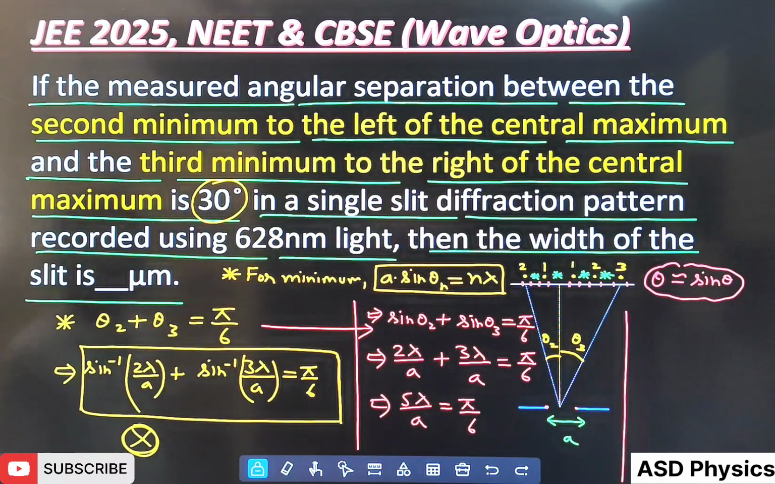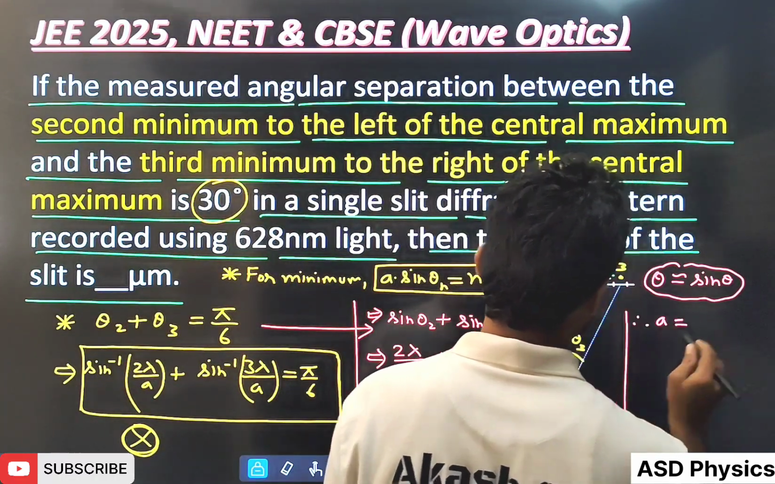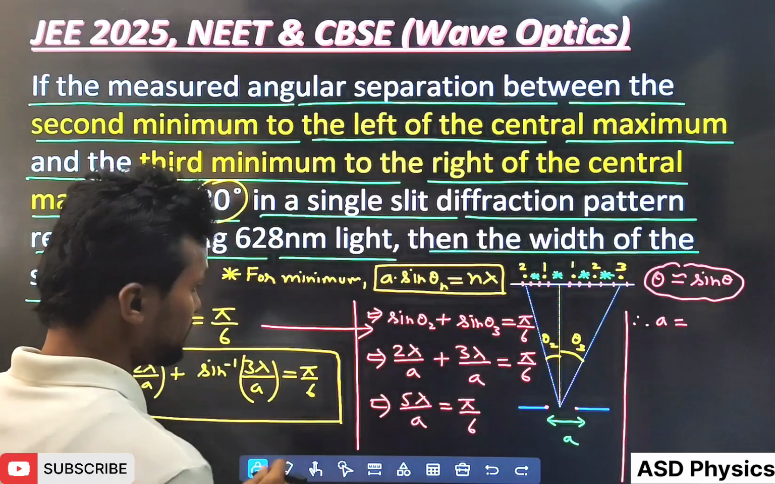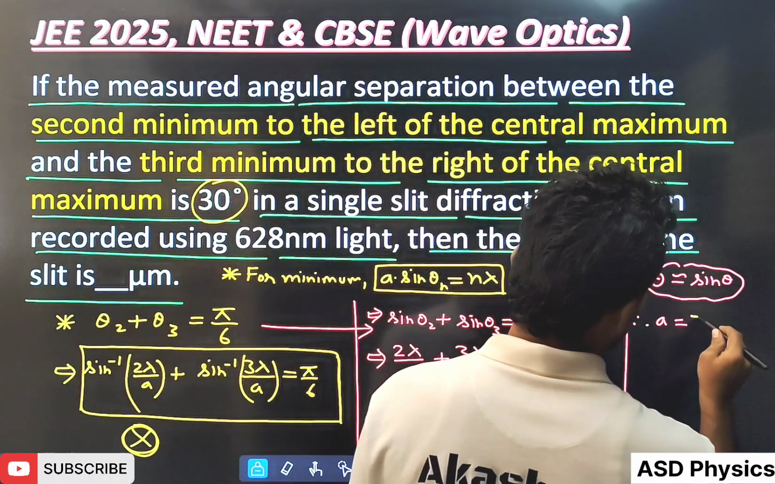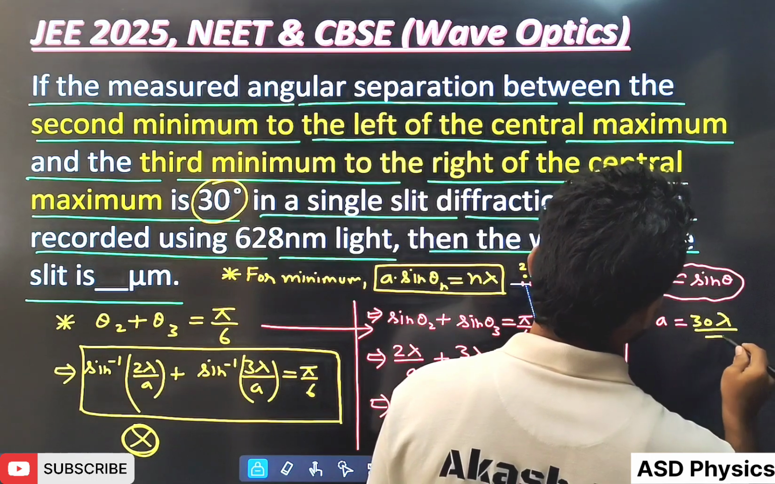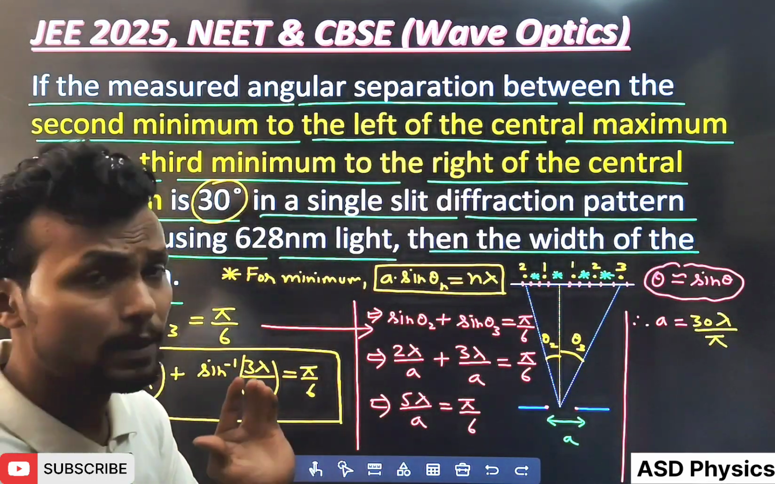So from here we have to calculate the value of what they are asking, the width of the slit. That means we have to calculate a. So when I calculate the value of a, just simplify and tell me what is the value of a. 6 will go this side, so I can write 30 lambda by pi. Is it 30 lambda by pi?